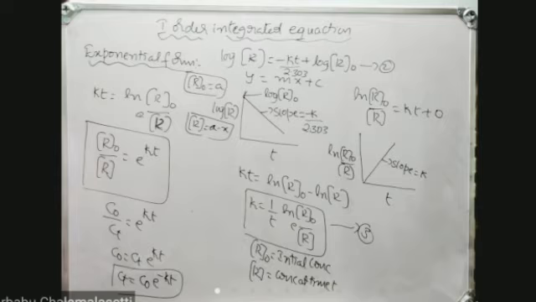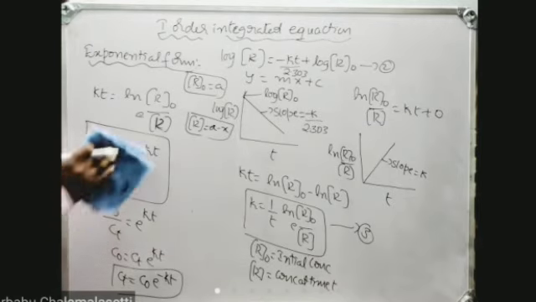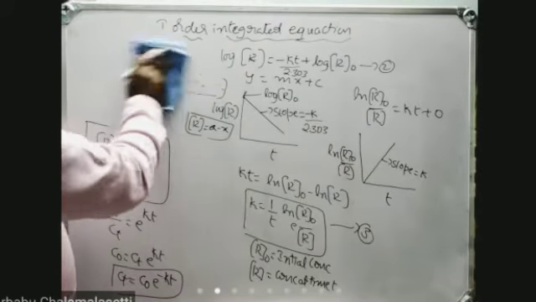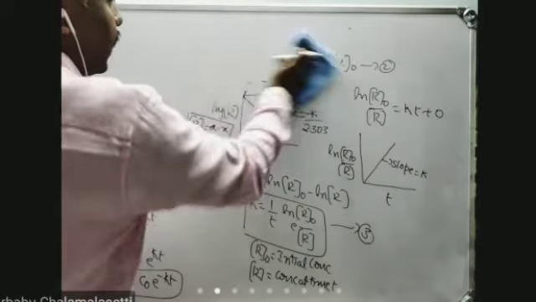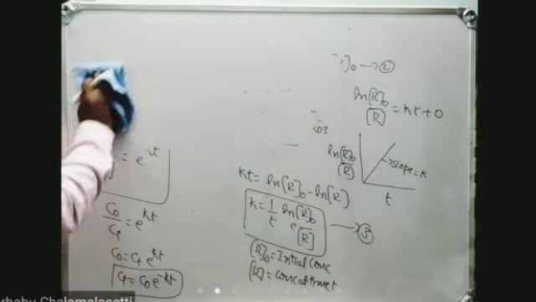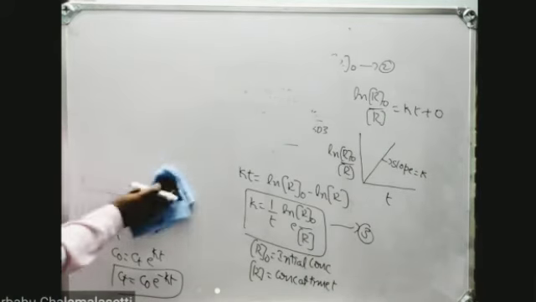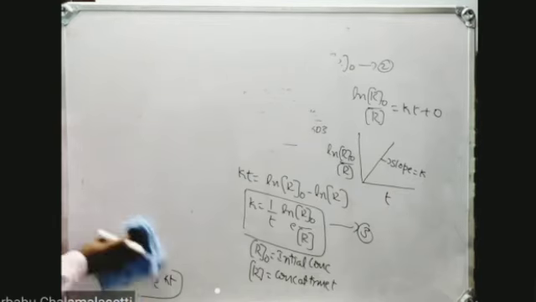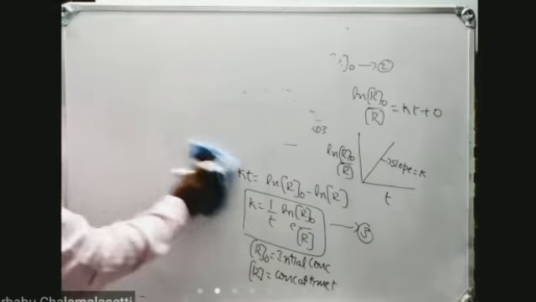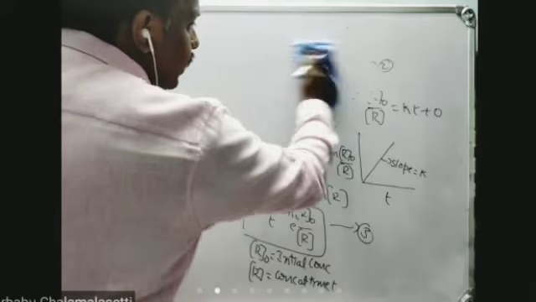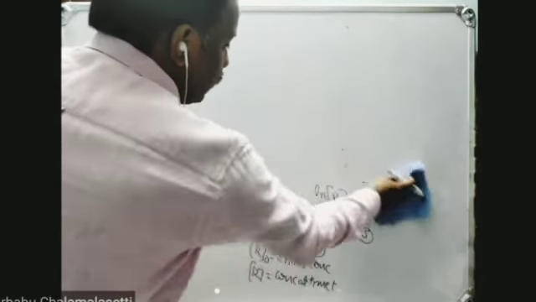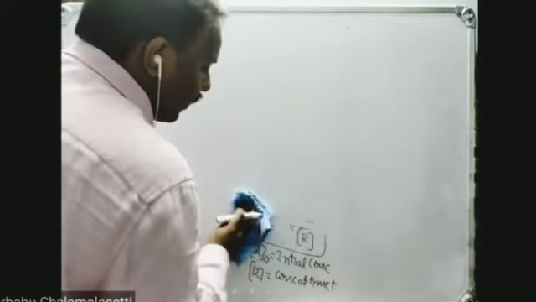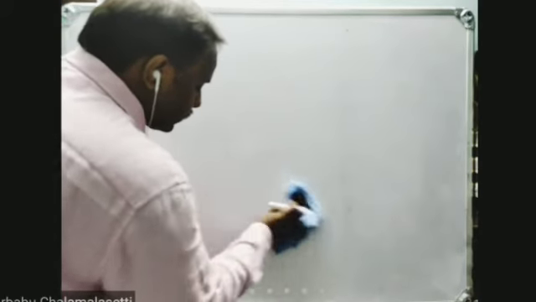Next, at two different times for a first order reaction, we can calculate the rate constant when two different times are given. At a time T1 and at a time T2, concentrations are given. With that, we can calculate the rate constant. If you know the rate constant, then you can find out the speed of the reaction.